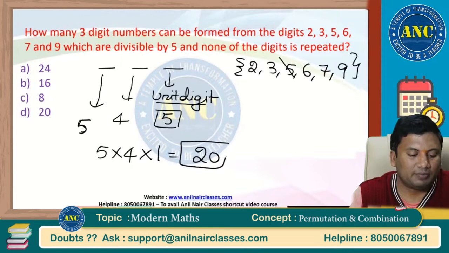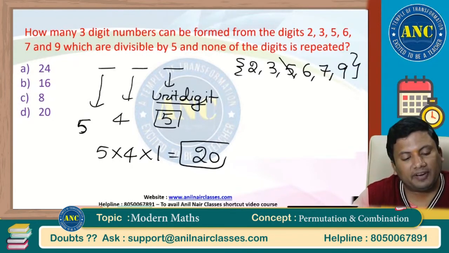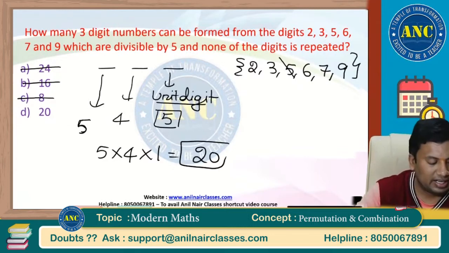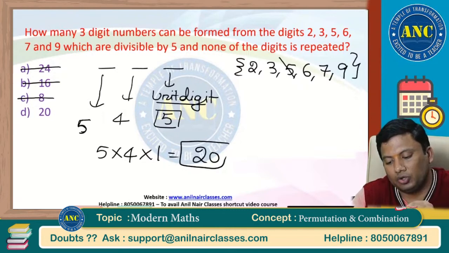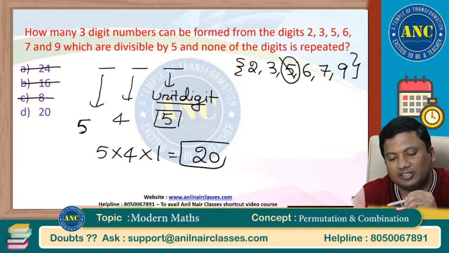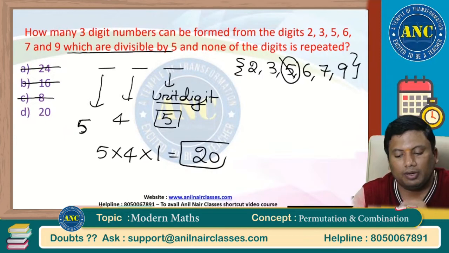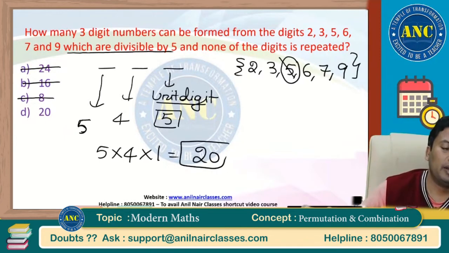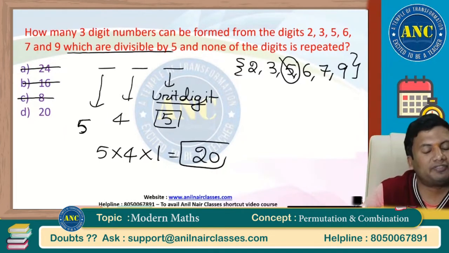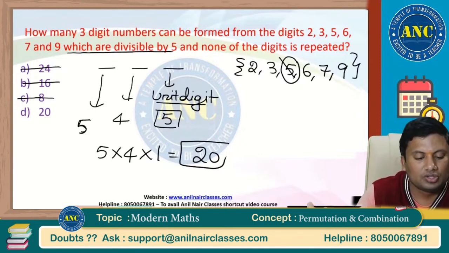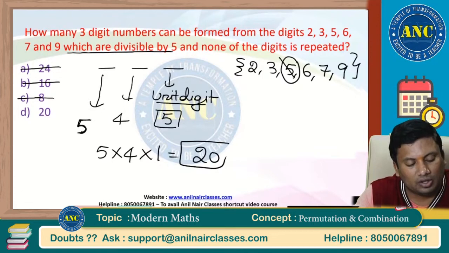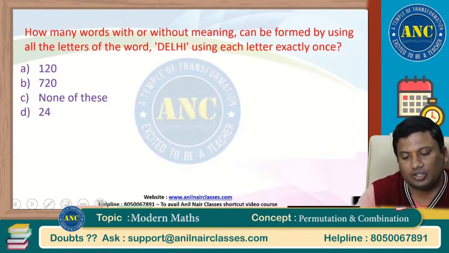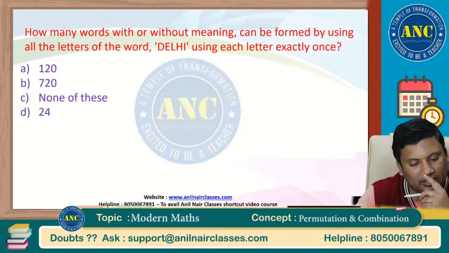Anyway, any number multiplied by 5, the unit digit should be 0 or 5. So 24, 16 and 8 are cleared out, because out of the digits, 5 is fixed since the number should be divisible by 5. Remaining 5 digits, any one out of the 5 digits will come in the leftmost. 5 into any number, the unit digit will be 0 or 5. So the only option is 20.